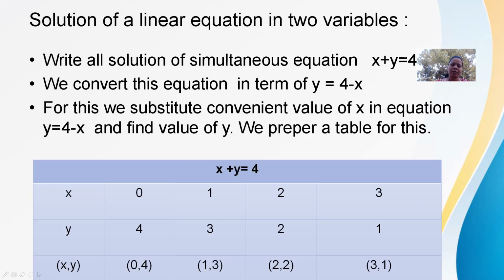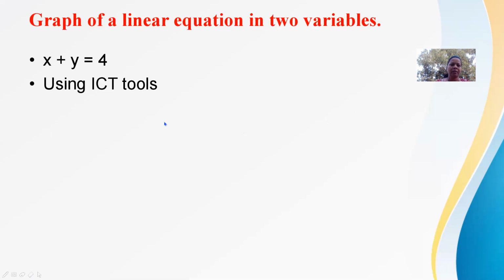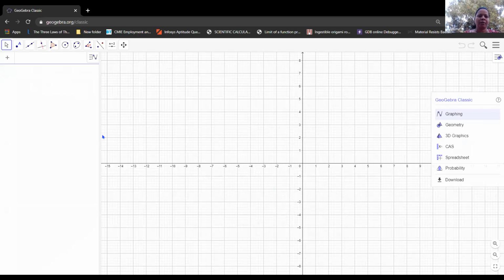So we take an example for this, a graph of a linear equation in two variables. What is the nature of the graph of a linear equation in two variables? For this we use an ICT tool. How can we draw the graph of x plus y is equal to 4 on graph paper? So students, first we take a graph here. For this we use the GeoGebra software.